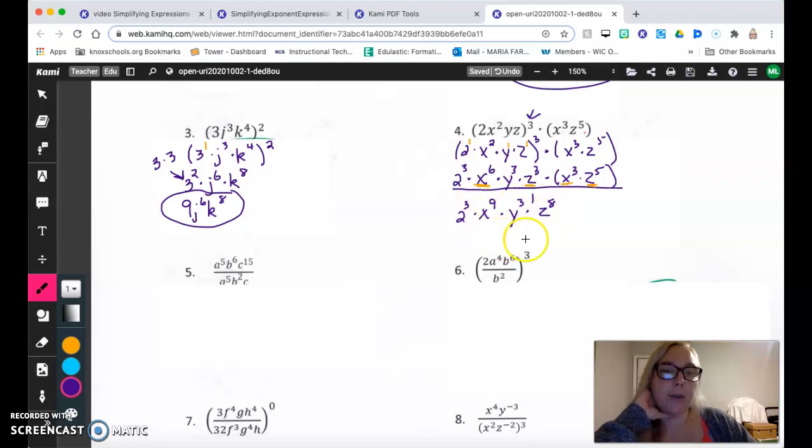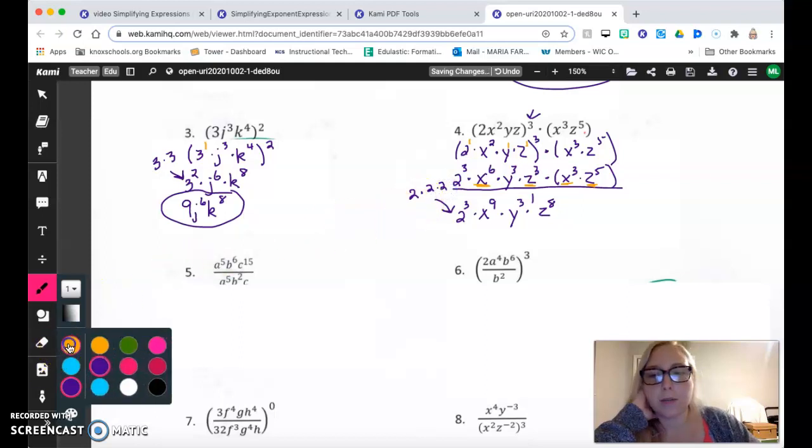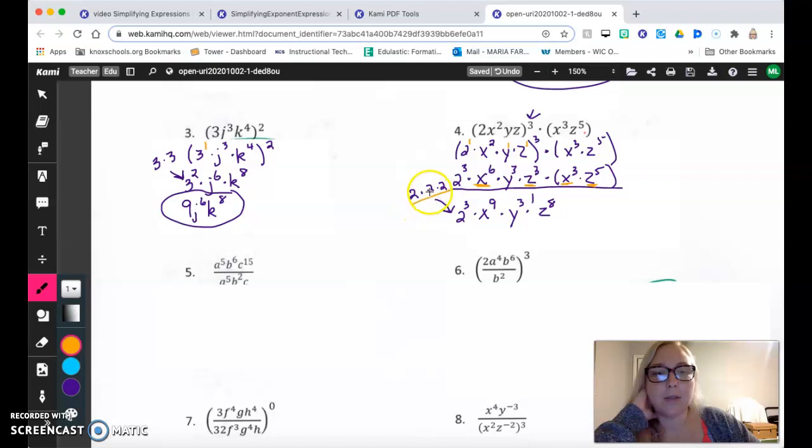So now all we have to do is squish them together, except we have a number with an exponent, which means we need to evaluate it. 2 to the third means we have 2 being multiplied times itself 3 times. So that's 2 times 2 times 2. 2 times 2 times 2 is 8, because 2 times 2 is 4. 4 times 2 is 8. So we would have 8 as our coefficient in our simplified expression. All your other variables just get dropped down. 8, x to the 9th, y to the third, z to the 8th is your simplified expression there.